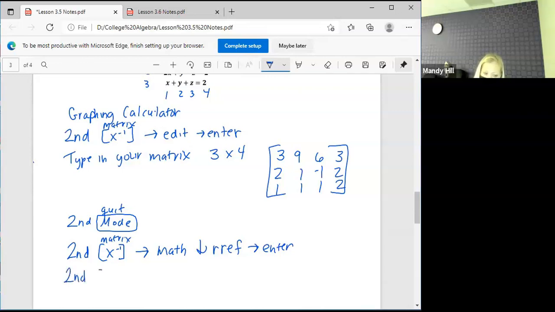You do second x negative 1 again, because we want matrix. And this time you pick whatever matrix you have, so you don't always put it in A. For instance, you might have put in more than one matrix, but you pick whichever one you have. We put ours in A, but then you hit enter. Okay. I closed off my parentheses and I hit enter again. Okay, and then it gave me an answer.